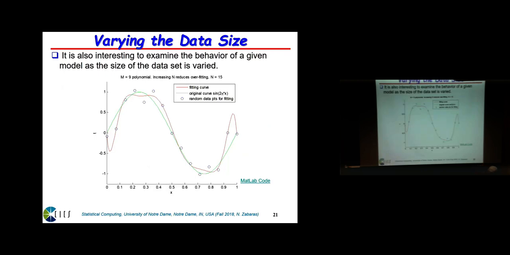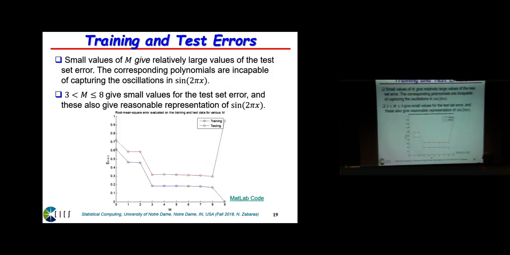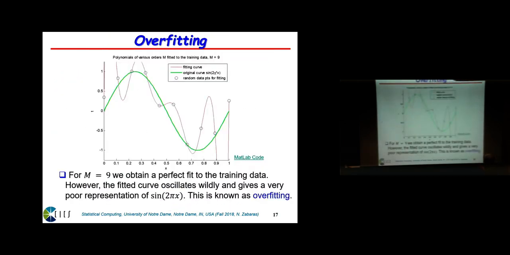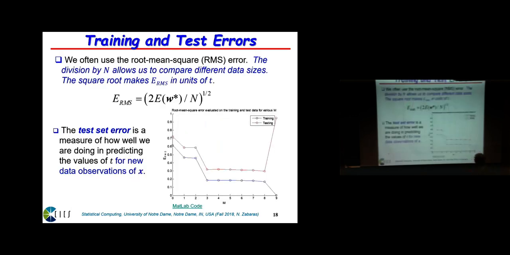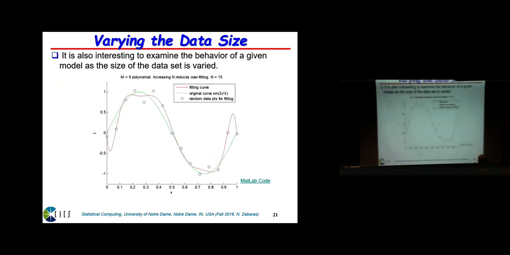All right, but let's try something interesting. In our example up to now, if I count the data, 1, 2, 3, 4, 5, 6, 7, 8, 9, so I think there were 10 data points. If you try to do this experiment and you use 15 training points and a polynomial of order 9, the result doesn't look as bad. So effectively now you can tolerate the higher order polynomial because you have more data.